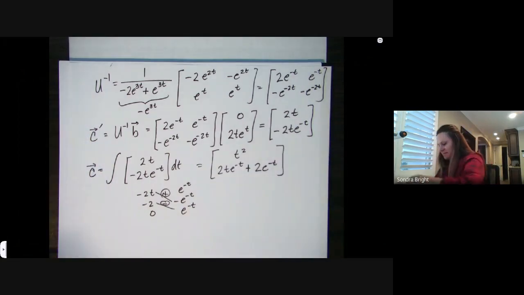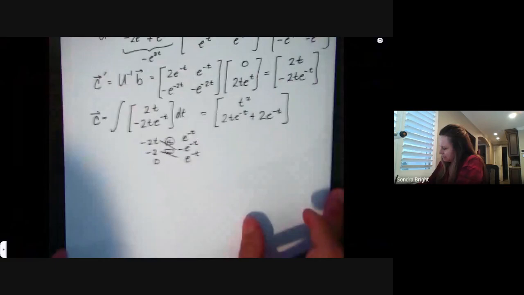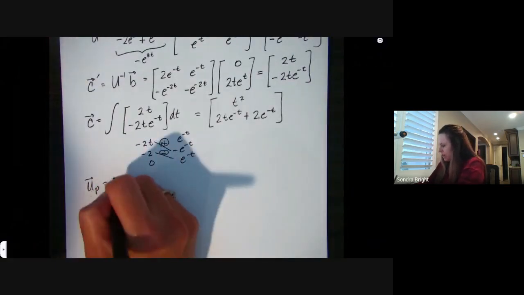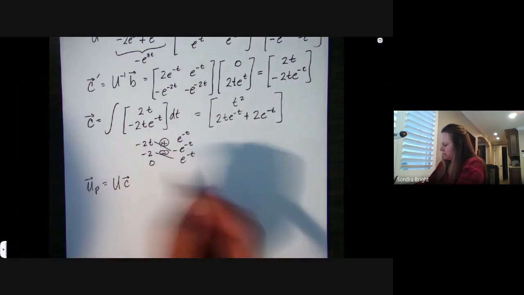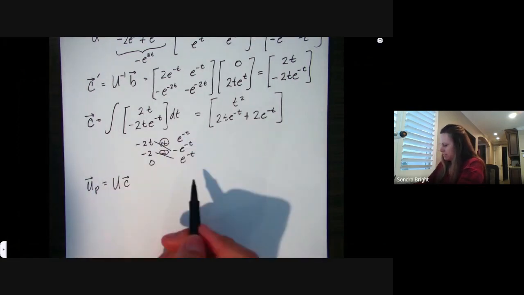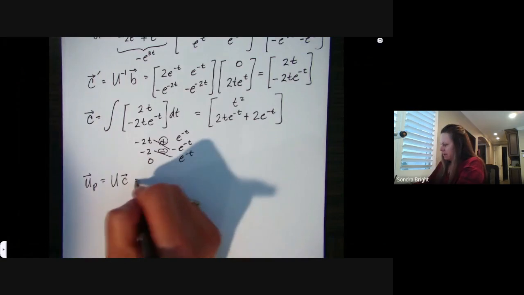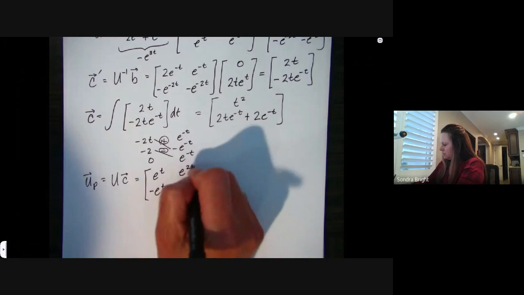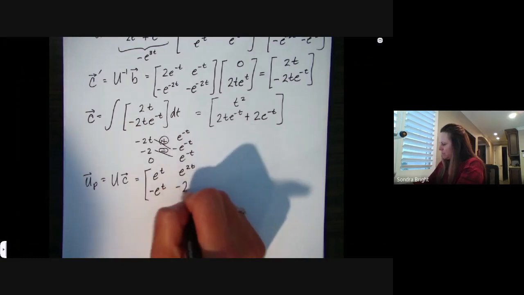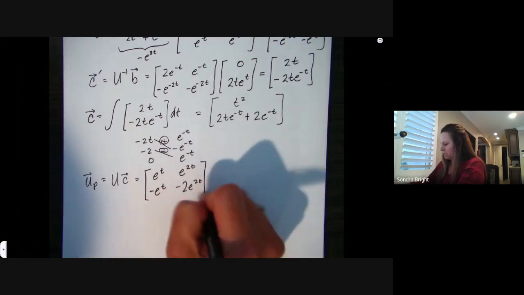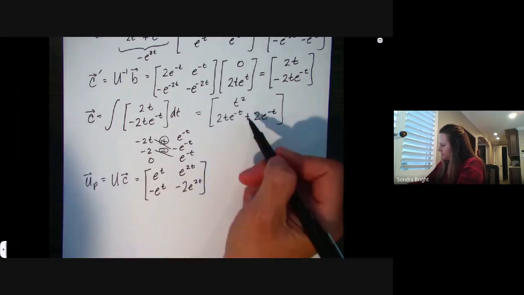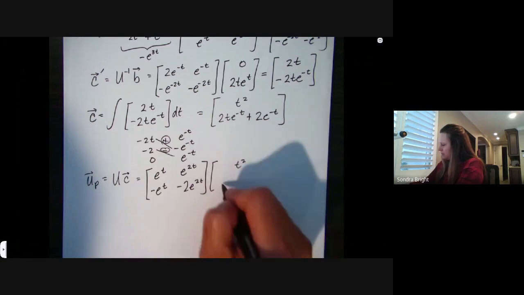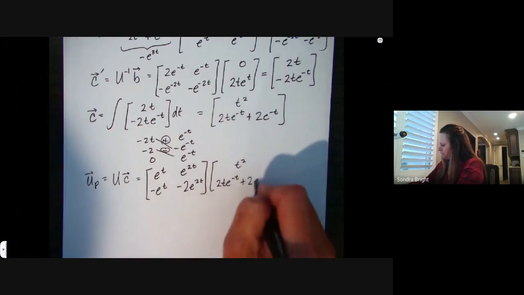Almost, we're getting there. Now, UP, this particular one, is going to be matrix U times the C we just found. So matrix U we found was e to the t, negative e to the t, e to the 2t, negative 2e to the 2t. We're going to multiply that matrix times matrix C that we just found, which is t squared and then 2t e to the negative t plus 2e to the negative t.